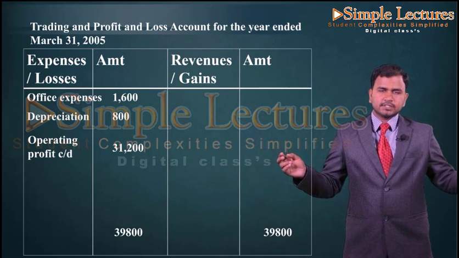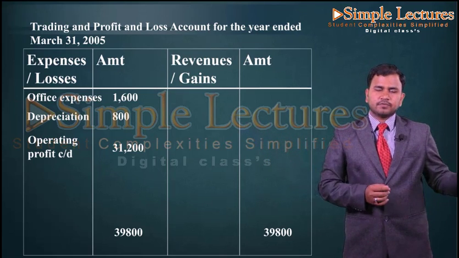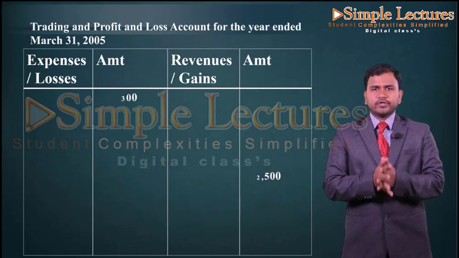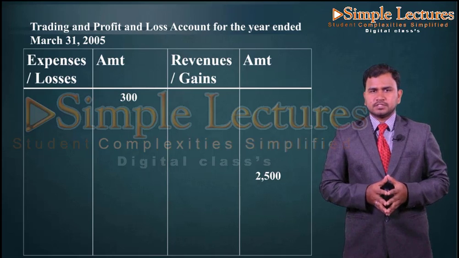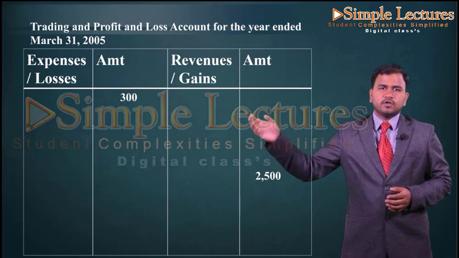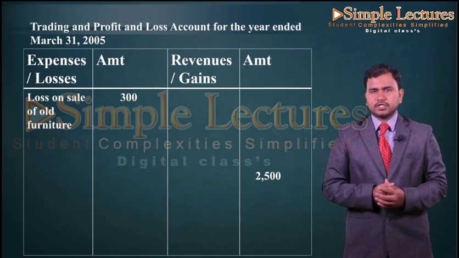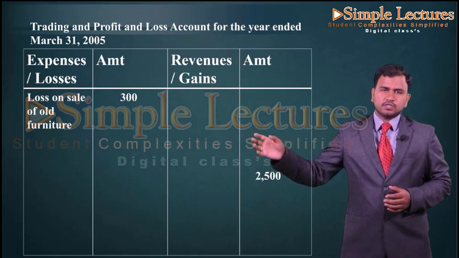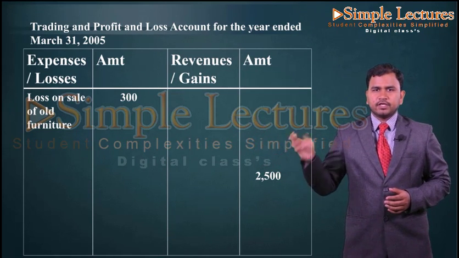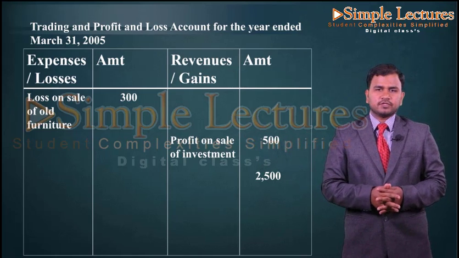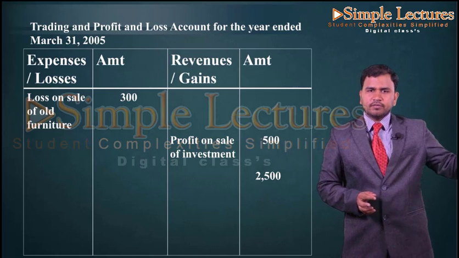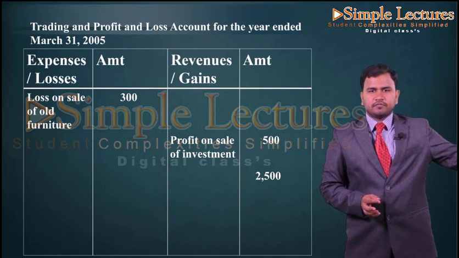That will be considered as operating profit carried down 31,200. Then again in the credit side, after the total, operating profit brought down 31,200. Then we are going to record all non-operating expenses here. So we have loss on sale of old furniture, which is a loss, which will be recorded in the debit side, loss on sale of furniture 300. Then we have profit on sale of investment, which is 500.